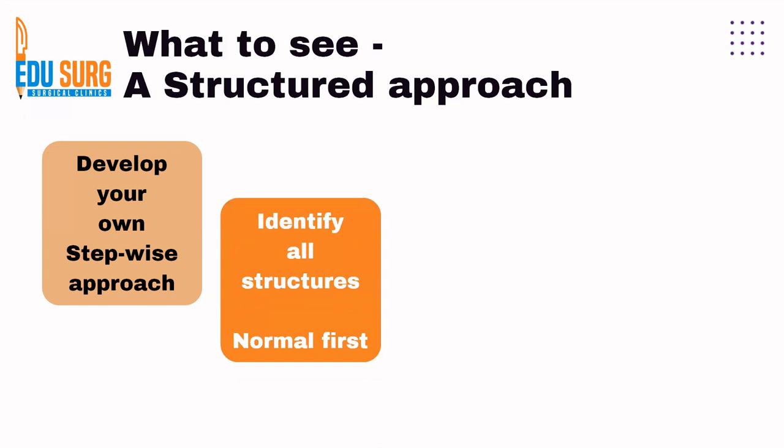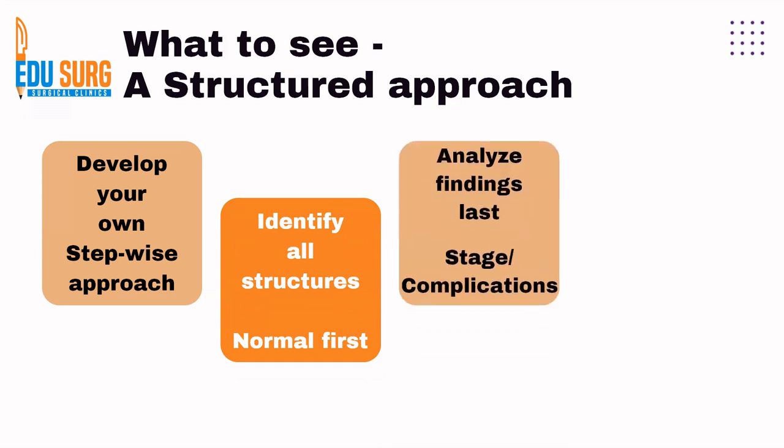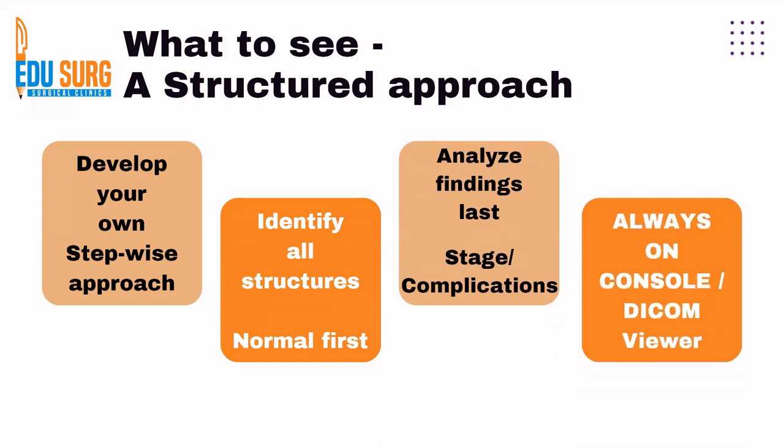Identify all structures. What we do is rule out the normal organs first and then focus on the pathology. Analyze the findings last, because many times what happens is if you look at a glaring problem, you may miss out on small findings. If your findings are tumor based, then you need to stage the disease. If your finding is chronic or acute pathology based, then you need to rule out complications of that pathology.